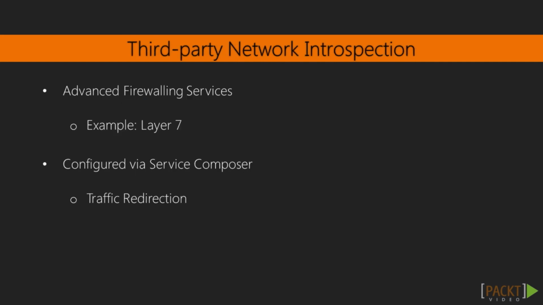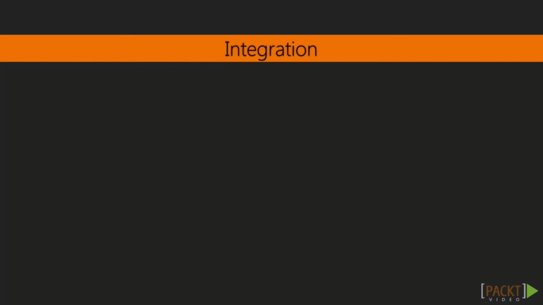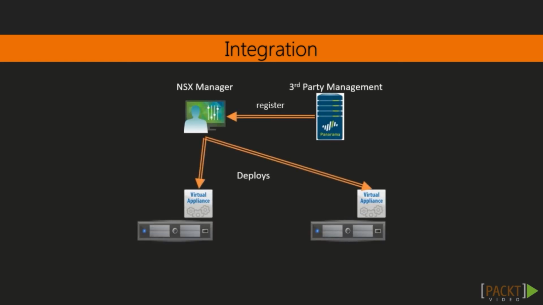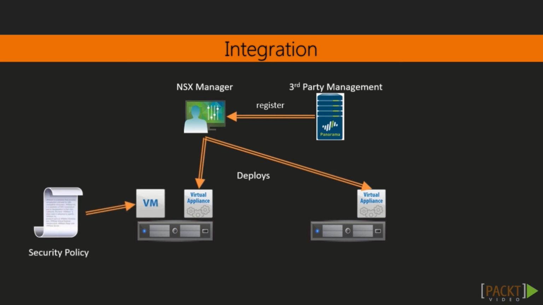Third-party network introspection adds advanced firewalling services to the solution, like layer 7, and it is configured by the Service Composer. You create a security group, a security policy, and then you add a traffic redirection rule to the security policy. So how is the integration done? It's pretty similar to the previous example. You register the third-party solution within NSX, and you use the NSX Manager to deploy the virtual appliances to scan the whole traffic. Then if you add a virtual machine with a security policy, the security policy says to redirect very specific traffic to the virtual appliance for scanning.